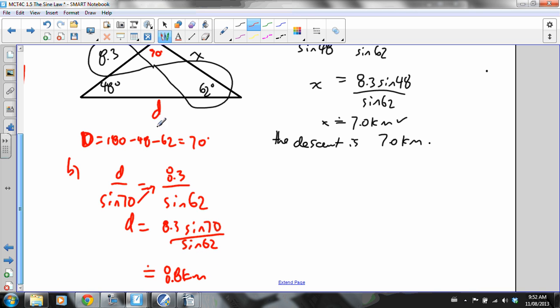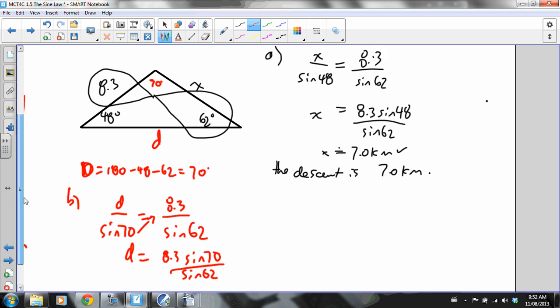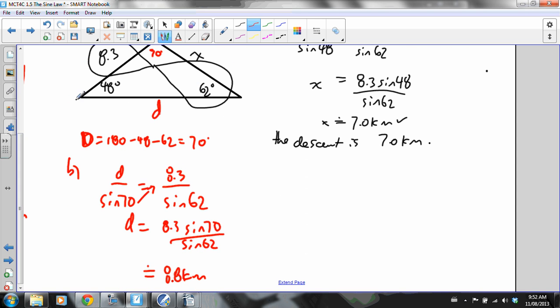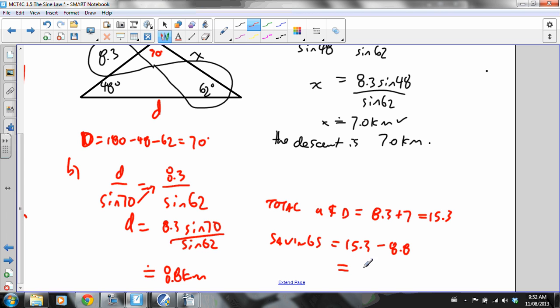Now notice that doesn't really answer the question. It didn't say how long is the tunnel. It said how much distance would be saved. Well, the total distance is the 8.3 plus the value that we calculated. So the total up and down the mountain is 8.3 plus 7, 15.3 kilometers. But then our savings would be the difference between the total and how much there was for a tunnel, which is 6.5 kilometers.